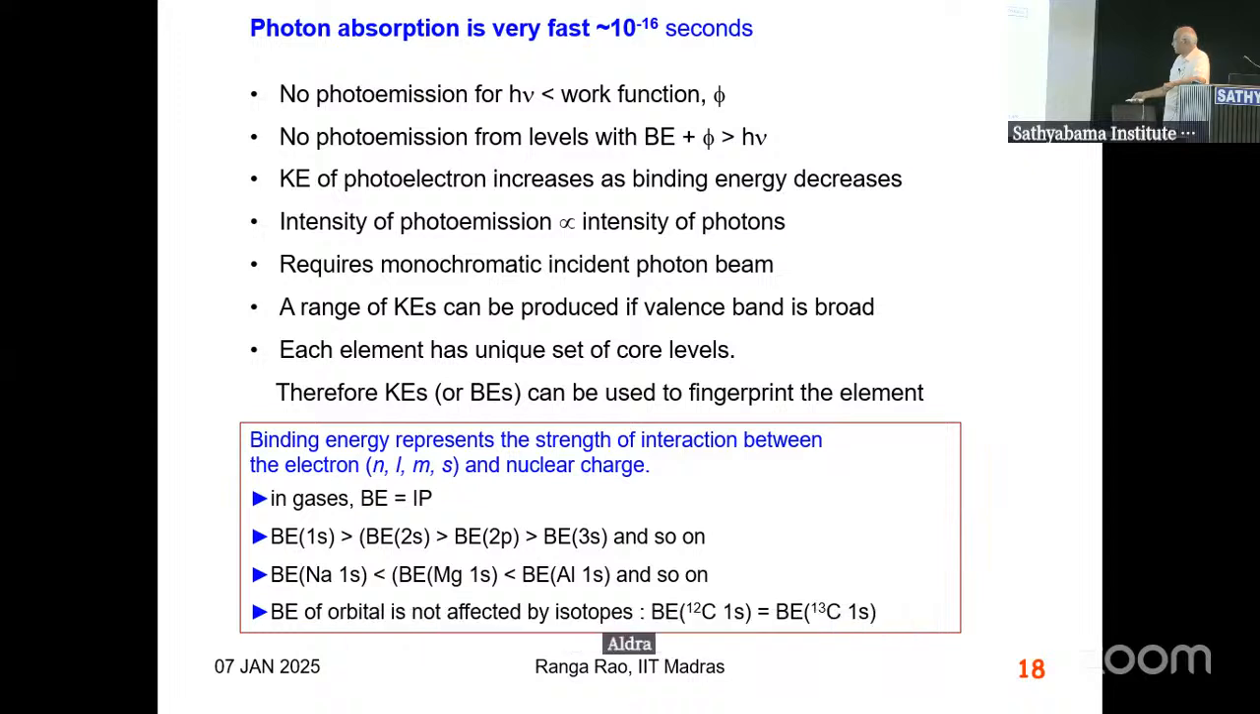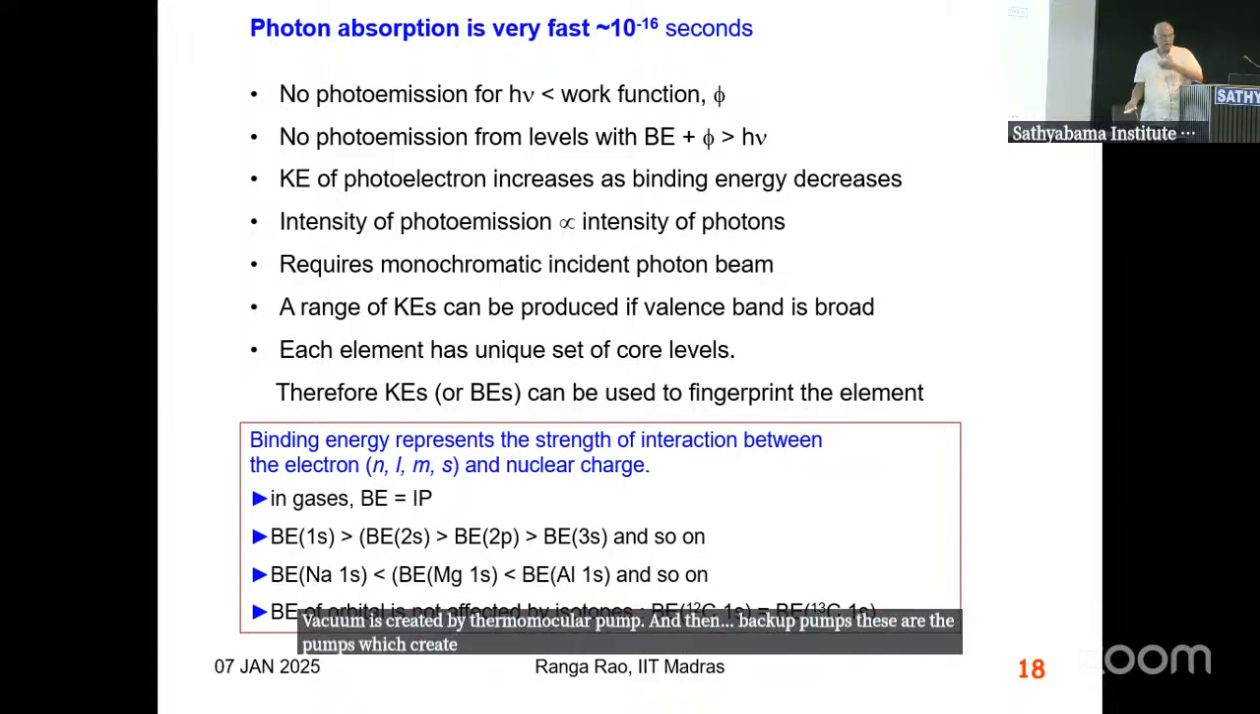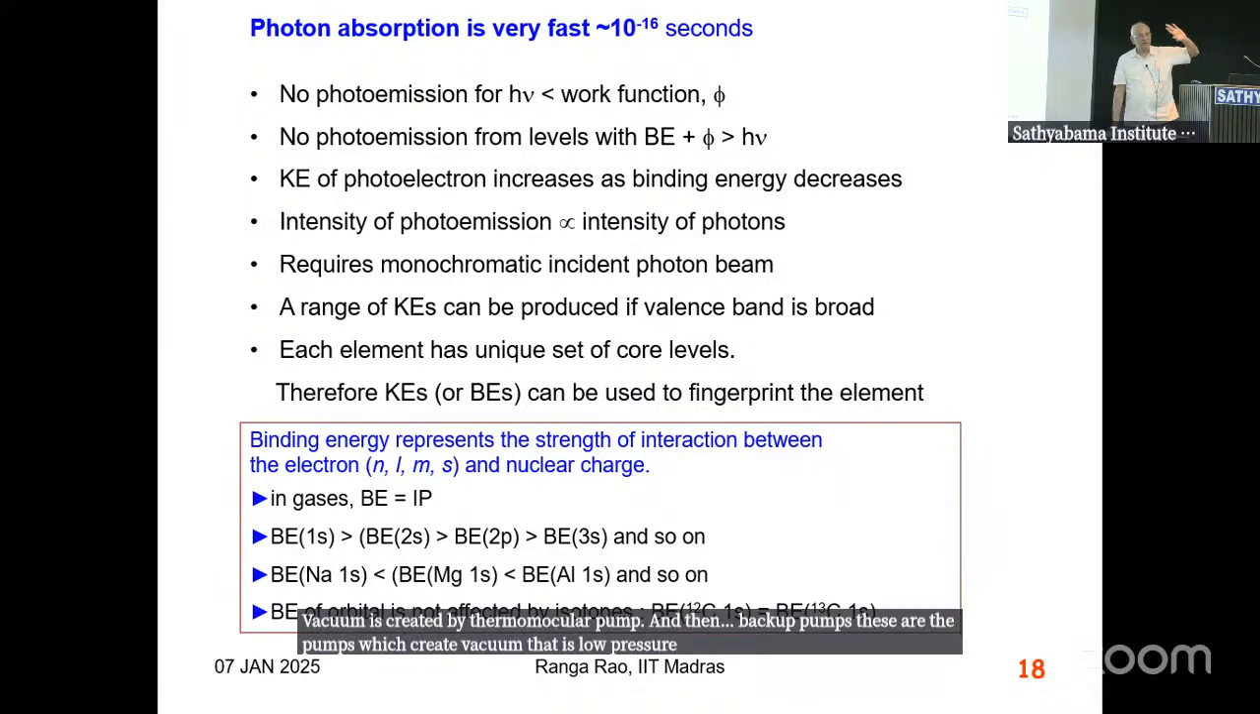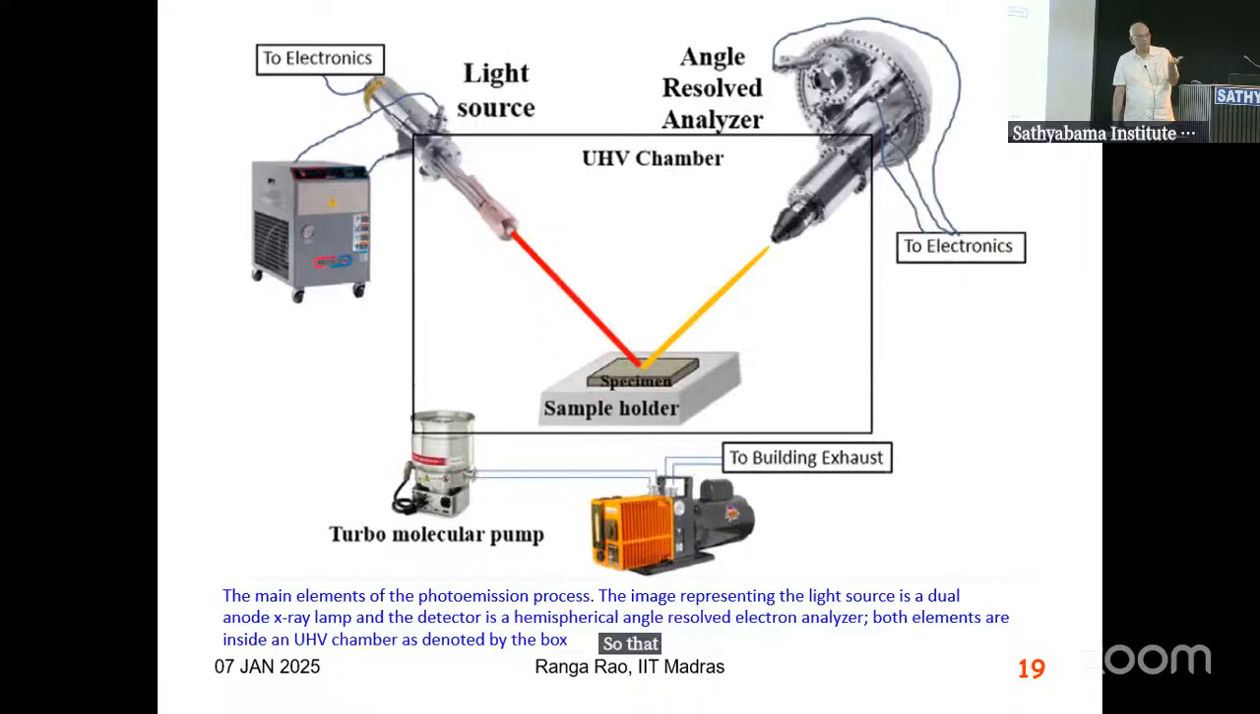Ultra-high vacuum is created by a turbomolecular pump, and then backup pumps. These are the pumps which create vacuum, that is low pressure. That is a separate technology called vacuum technology, which is very well established. These people use it to build spectrometers.